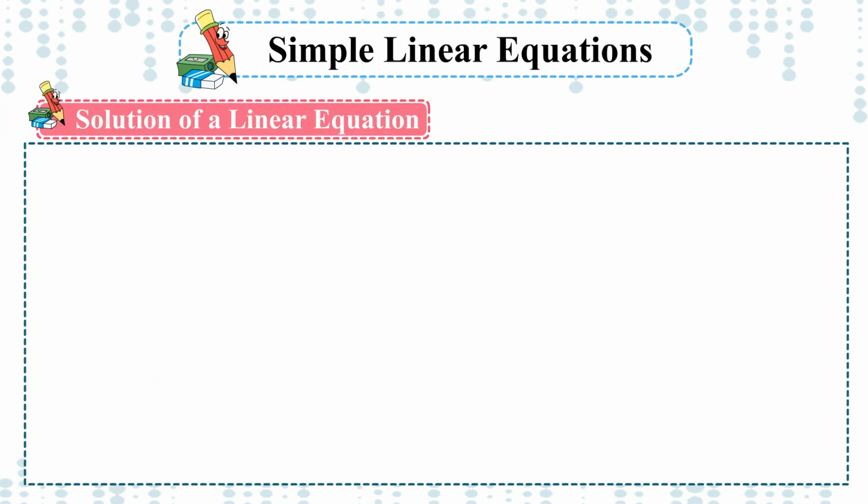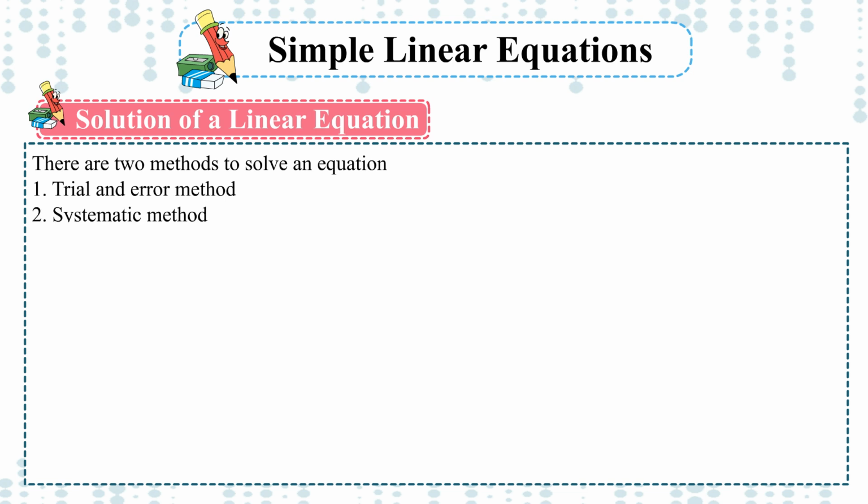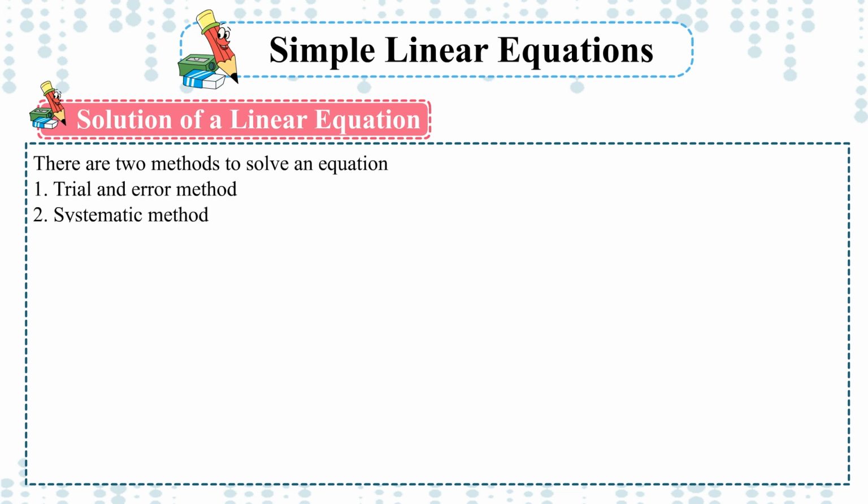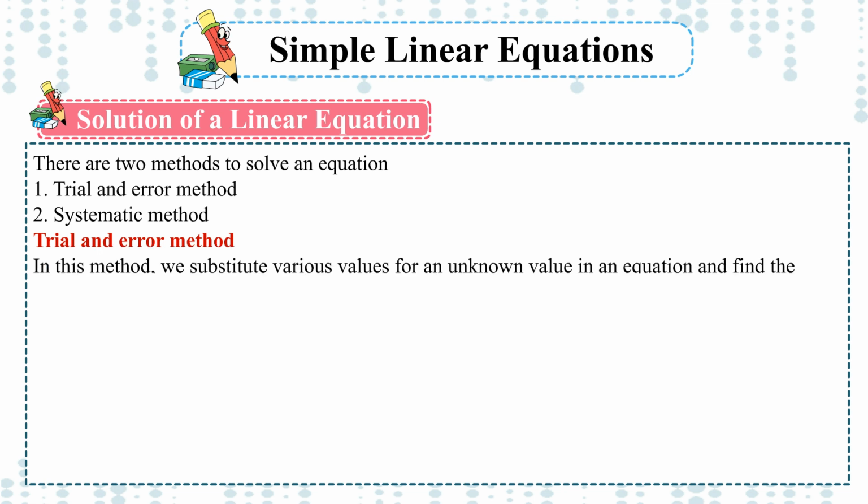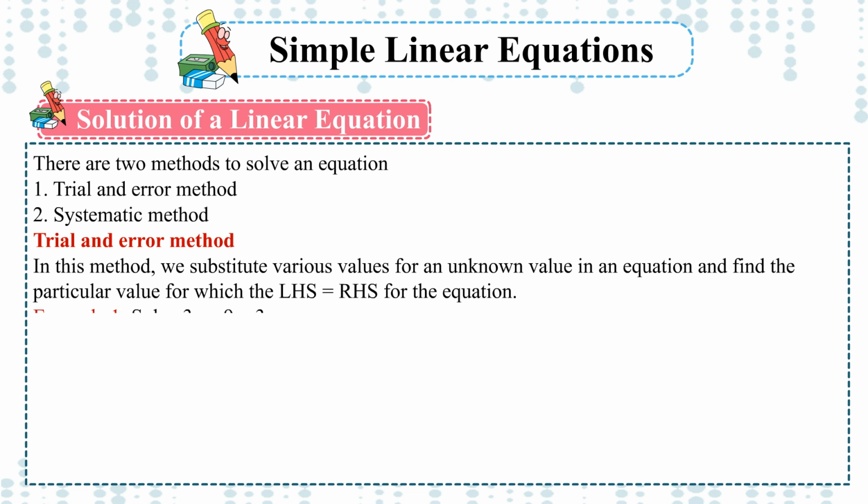Solution of a linear equation. There are two methods to solve an equation. 1. Trial and error method. 2. Systematic method. Trial and error method. In this method, we substitute various values for an unknown value in an equation and find the particular value for which the LHS is equal to RHS for the equation.